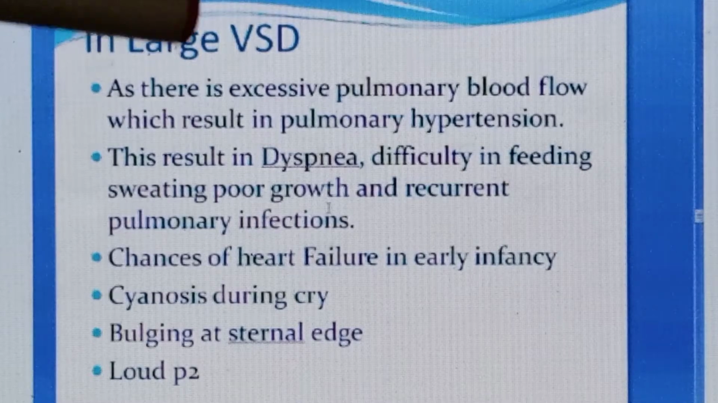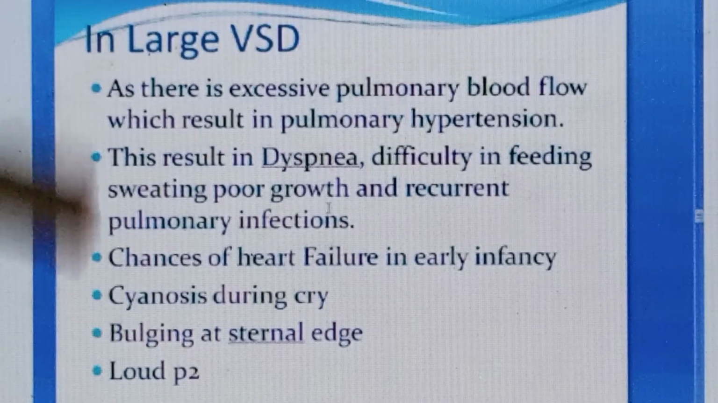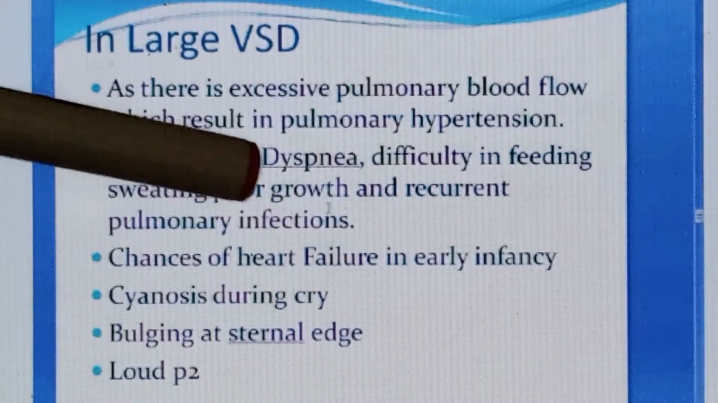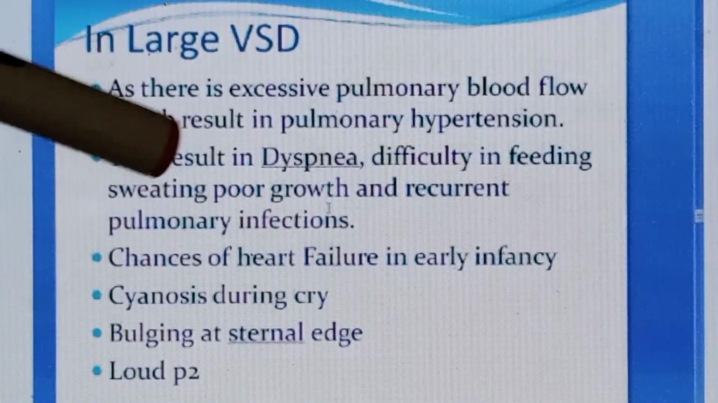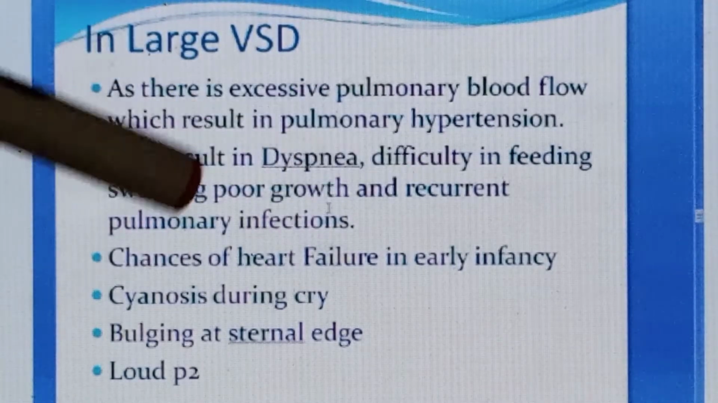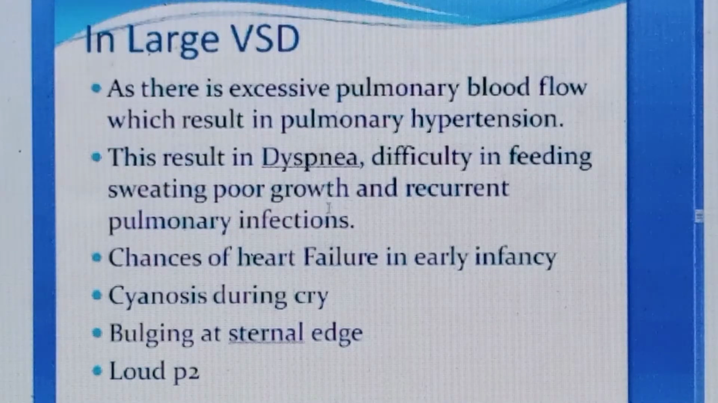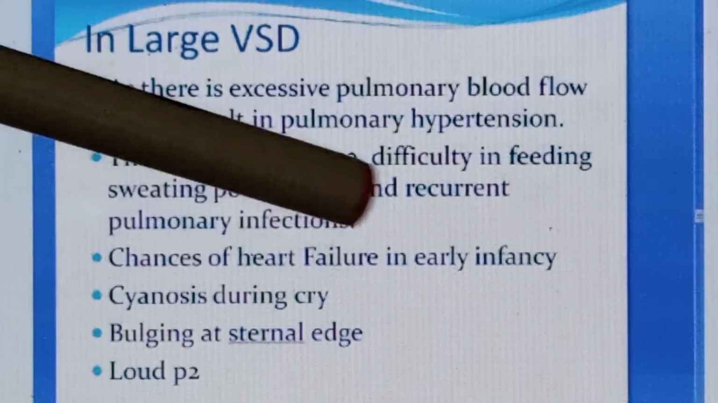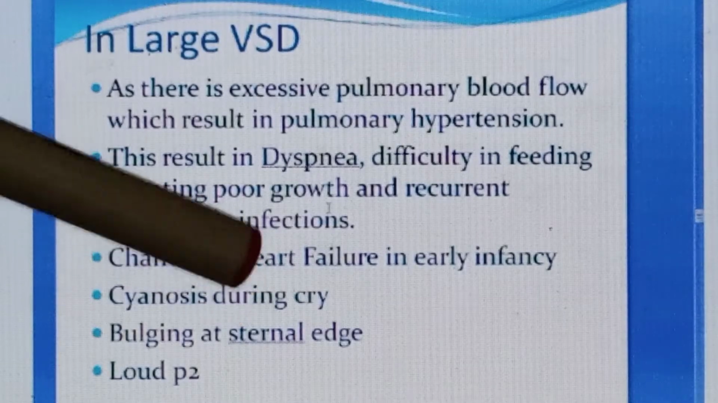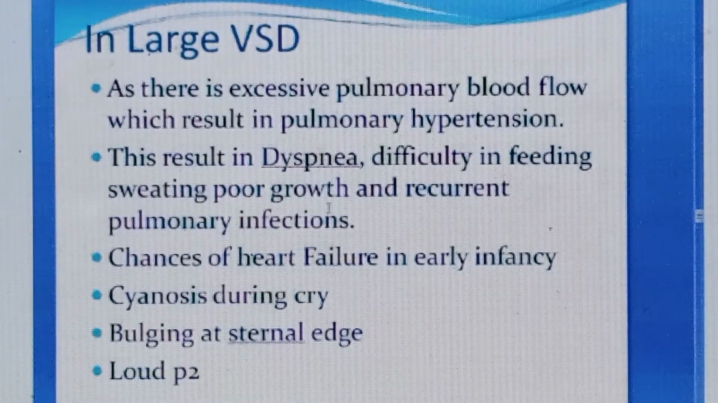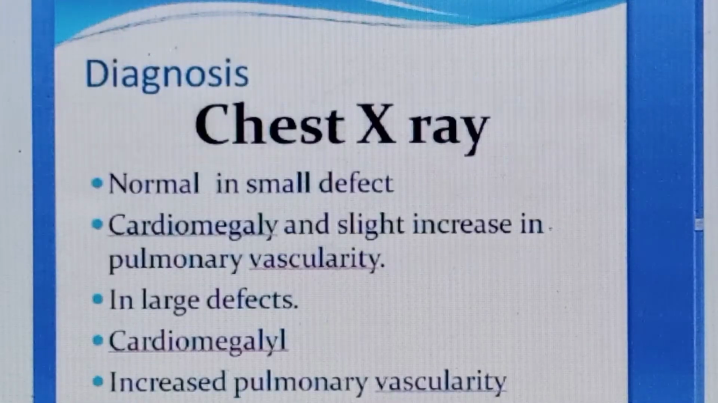Now, in large ventricular septal defect, there is excessive pulmonary blood flow which results in pulmonary hypertension. This results in dyspnea or difficulty in breathing, difficulty in feeding, and sweating with poor growth and recurrent pulmonary infections because of the pulmonary congestion and high pulmonary blood flow. The chances of heart failure in early infancy are more as compared to small and moderate defects, and cyanosis during crying is an important feature. And also there is a bulging at the sternal edge. Loud P2 is because of the pulmonary hypertension.